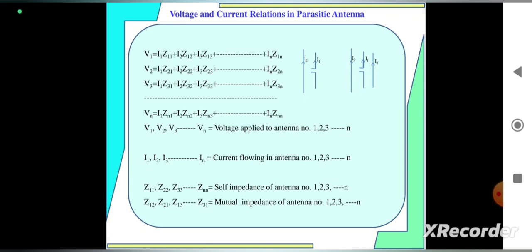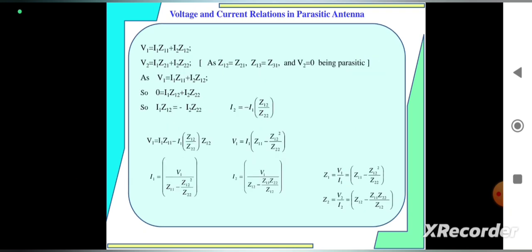V1, V2, V3 up to Vn are the voltages applied to antenna number 1, 2, 3. Next, I1, I2, I3 are the currents flowing in antenna number 1, 2, 3. Next, Z11, Z22, Z33, Znn are the self impedances of antenna 1, 2, 3. Next, Z12, Z21, Z13, Z31 are the mutual impedances of antenna 1, 2, 3 and N.